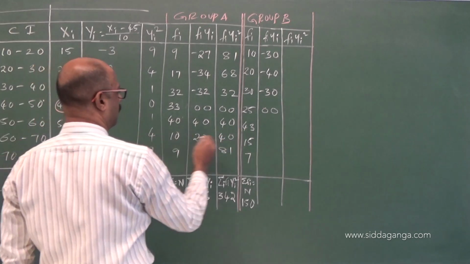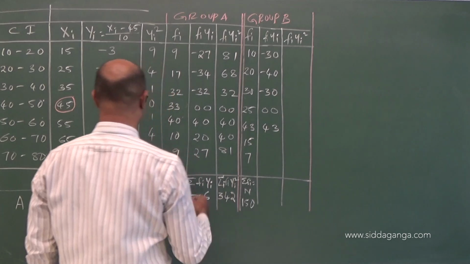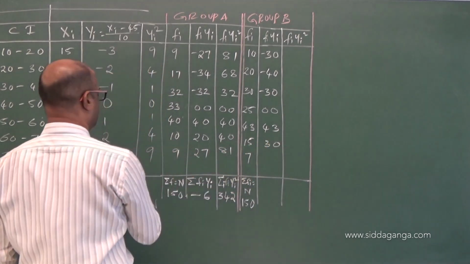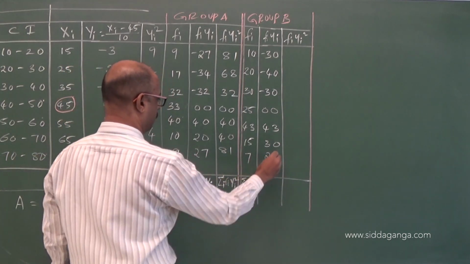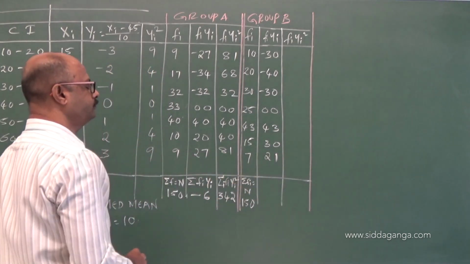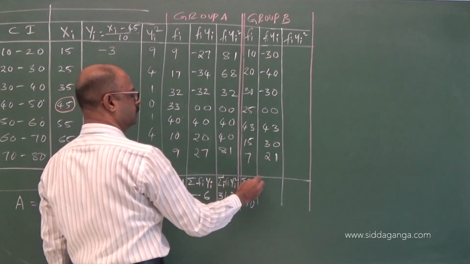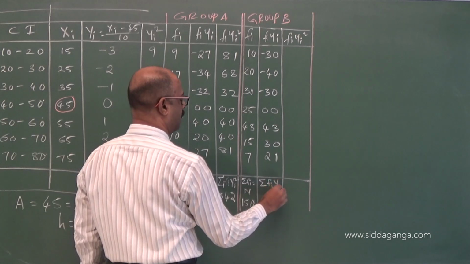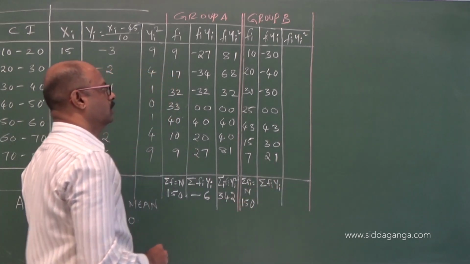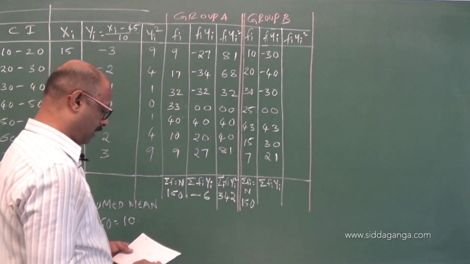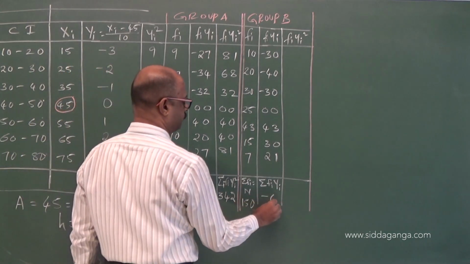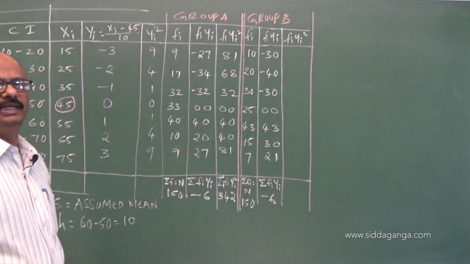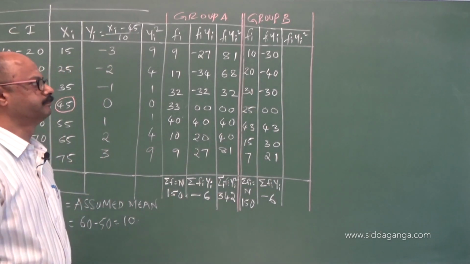43 into 1, you will get 43. 15 into 2, you will get 30. 7 into 3, you will get 21, like this. Now we'll add all of this, we call it sigma Fi into Yi. So summation Fi into Yi, you will get minus 6. Addition of all this, we will get minus 6.